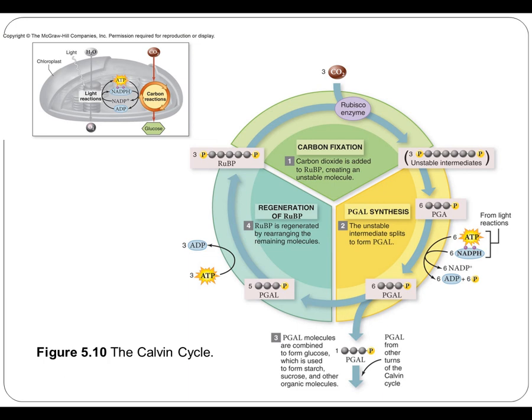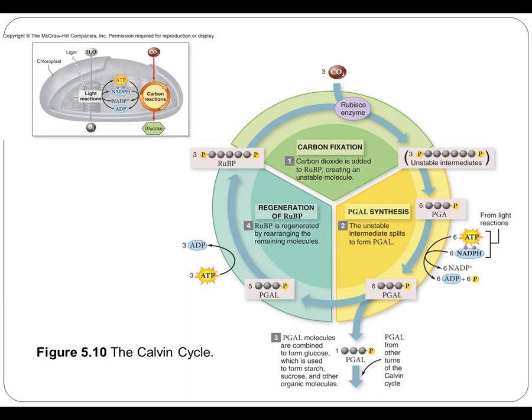So if you look at the overview or the summary of the Calvin cycle, there are three major stages. It's shown in a circular pattern, not because these molecules are on a merry-go-round going round and round, but because what you start with will be processed and regenerated at the end, hence the term cycle.